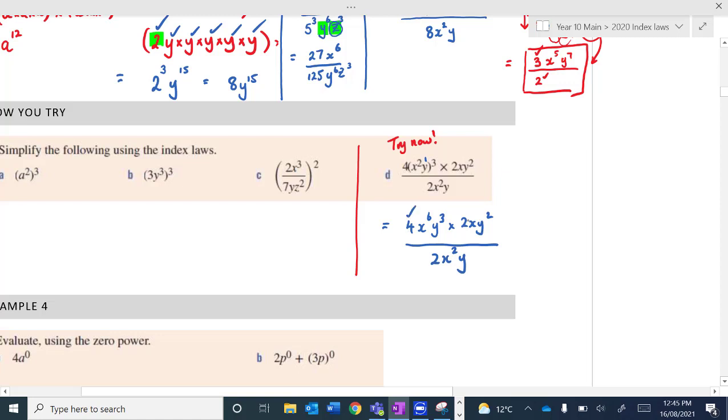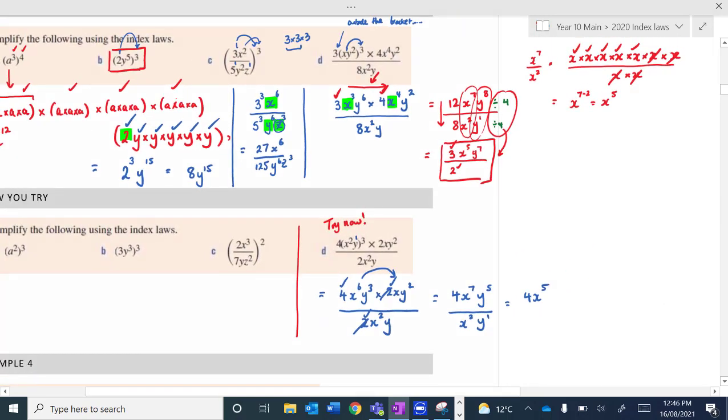We could deal with the numbers. 4 times 2 is 8, divided by 2 is 4, or we could cancel out a 2 on the top and a 2 on the bottom. There you go, dealt with the numbers. We've just got a 4 on the top. Now, x to the power of 6 times x is x to the power of 7, adding the powers. And likewise with the y's, 3 plus 2 is 5, adding the powers. Okay, and likewise we've got this, and then look, that's a 1. 7 take 2 is 5, so that's 4x to the power of 5.